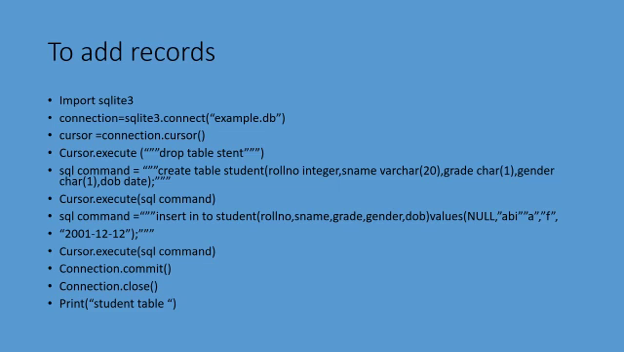database. Next, suppose if the table already exists and I want to delete that, I can give drop table. Next I am creating the new table. SQL command is equal to create table student. Now to run that particular statement, you can use cursor.execute SQL command. That's all. Next, once again suppose I am going to add, so SQL command equal to insert into table.